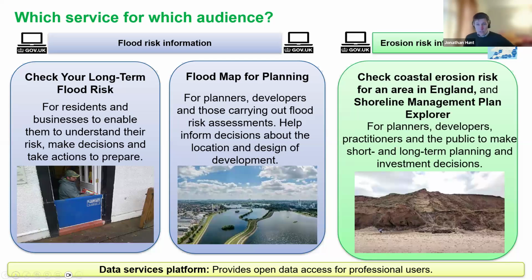So we're making our new data available across several digital platforms. For each platform, we've selected those datasets we think best fit the platform's main users. So our Check Your Long-Term Flood Risk service is aimed at residents and businesses making short and medium-term decisions about preparing for a flood. Users can search by postcode and see the flood risk in their area of interest.